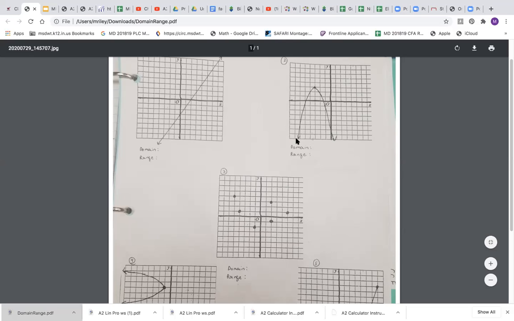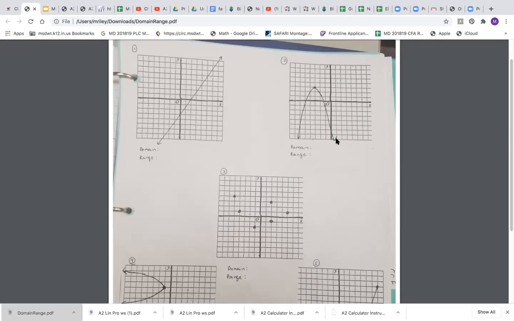My domain, left to right, I see arrow, it's continuous arrow. My domain is all real numbers. Any questions on why my domain is all real numbers on number 2? Now my range, again, is going to be different. So if I go from bottom to top, low to high, I've got value, and then it stops. So my maximum value is at +3.